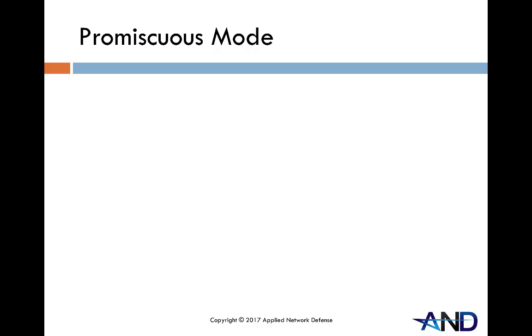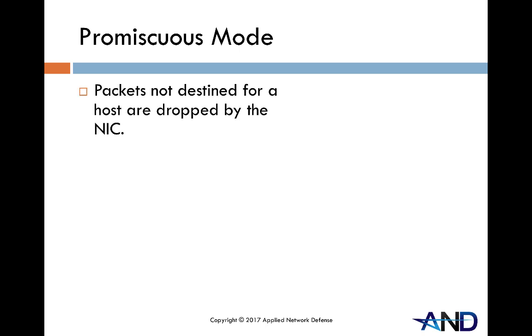And I want to take that detour to talk about promiscuous mode because I said something earlier when talking about switches that may have made you a little bit confused when we talked about port mirrors a second ago. The thing I said is that packets that are not destined for a specific host are often dropped by the NIC. They're dropped by the network interface card.